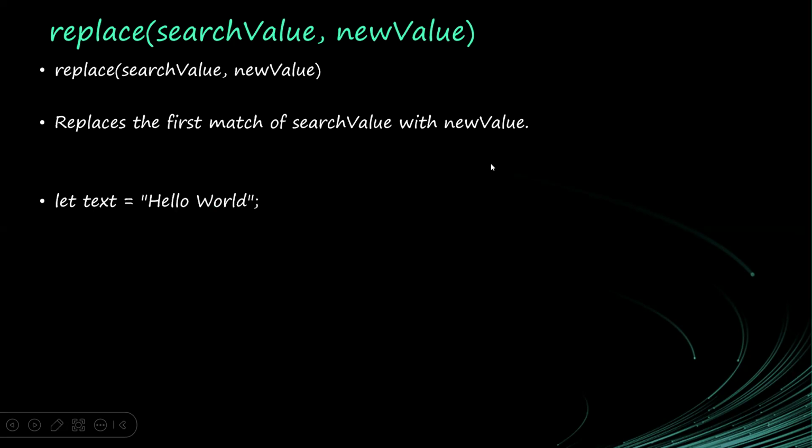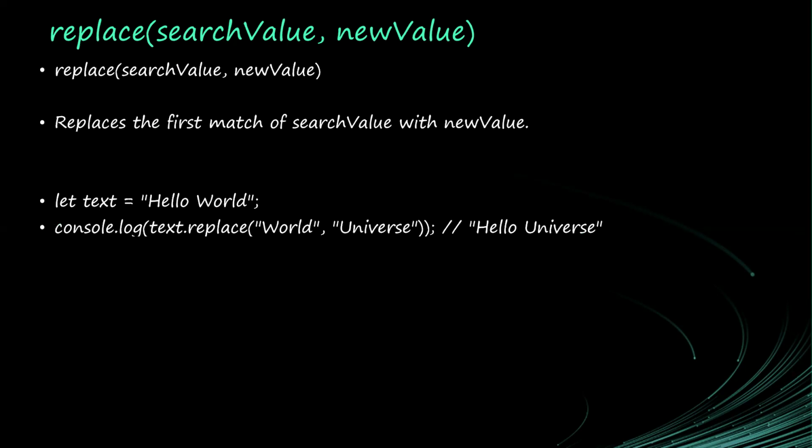Let's say we have a string like this, hello world. If you want to replace the word, you use the replace method. Let's say instead of hello world, I want to say hello universe. So I could actually replace the word with a new one. This is how you do it: you use the replace method, then pass in the string that you want to replace with the new one.